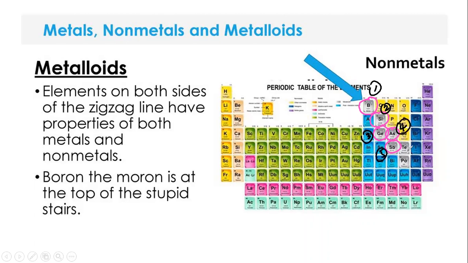Actually, tellurium and polonium are also metalloids, but there is no need under your syllabus. Only these five. What are the five metalloids? Boron, under group 3. Group 3 has only one metalloid. Group 4 has two metalloids, silicon and germanium. Then group 5 again has two metalloids, arsenic and antimony.